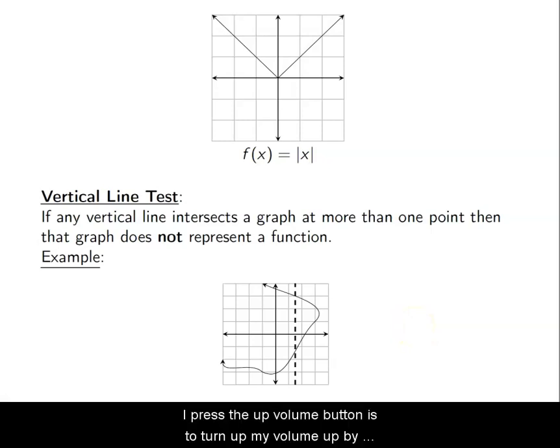If I press the up volume button, it should turn my volume up. If I press it a second time, it should turn the volume up. It should not change the channel, right? I would think that my TV or my remote control is broken. So when I plug a single value into a function, I should always get the same value out. If I have 2 different options to come out from my single input, it's not a function anymore, okay?